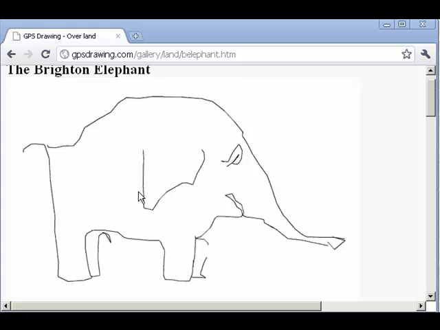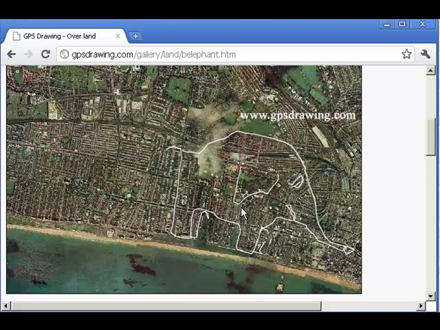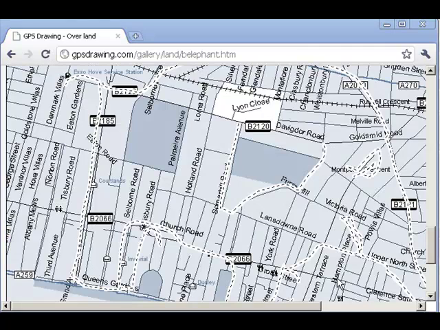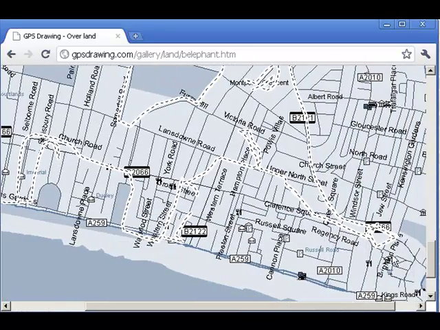Someone else drew an elephant in Brighton in the UK. Here's what the elephant looks like with a satellite image base. And here it is again with a street map. Here's the trunk. So get creative with these. Lots of possibilities exist here. And they can be at different scales too. They don't have to be covering a whole city or a whole field. Could just be the school campus where you're located.